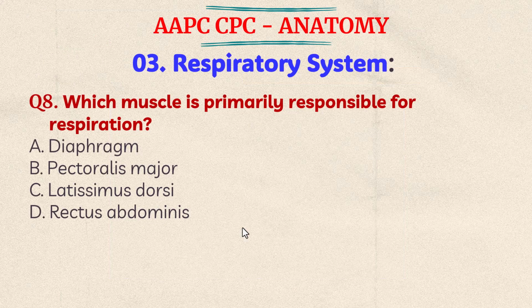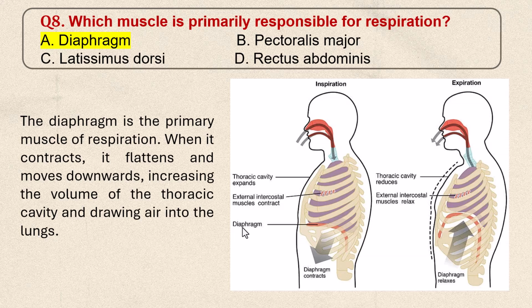Question number 8. Which muscle is primarily responsible for respiration? A. Diaphragm. B. Pectoralis major. C. Latissimus dorsi. D. Rectus abdominis. Think the answer. The correct answer is A.